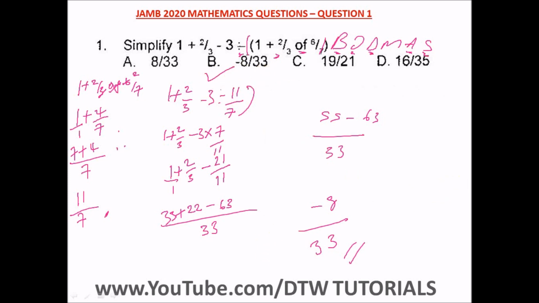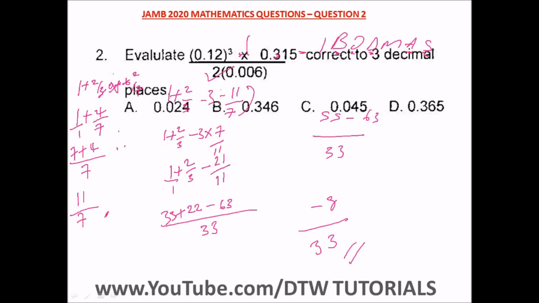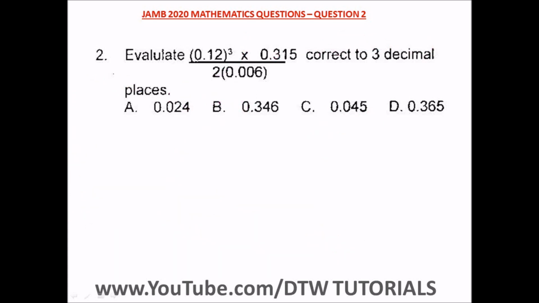We move to the next question. That is question number 2. So I have to take this off. We are told, that is number 2 of our JAMB 2020 question, which is maths. We are asked to evaluate bracket open 0.12 bracket close raised to power 3 times 0.315 over 2 bracket open 0.006 bracket close, correct to 3 decimal places.